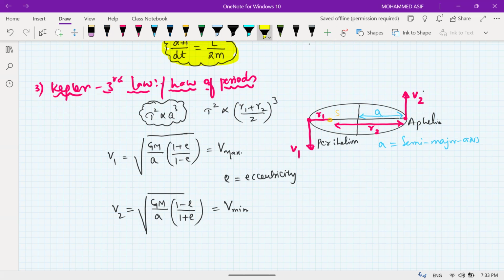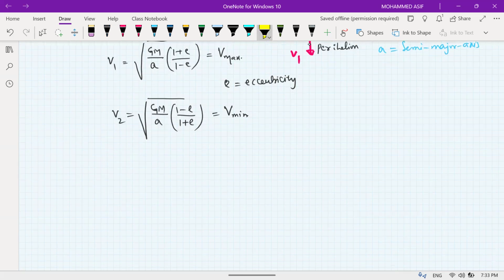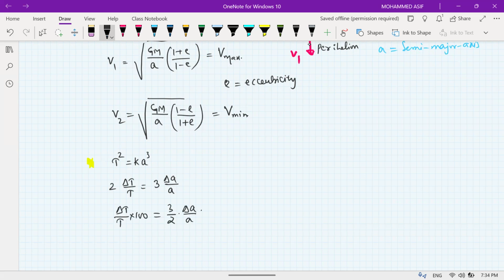Clear? So square of the time period is directly proportional to A cube. If it is asking in percentage, how do you write the value of T square? From the errors concept, T square is directly proportional to, it will be K into A cube. A is the semi-major axis. In terms of error, it is 2 into delta T divided by T is equal to 3 into delta A divided by A, where K is constant. Percentage, if I am writing, delta T divided by T into 100 is equal to 3 by 2 times delta A divided by A into 100.